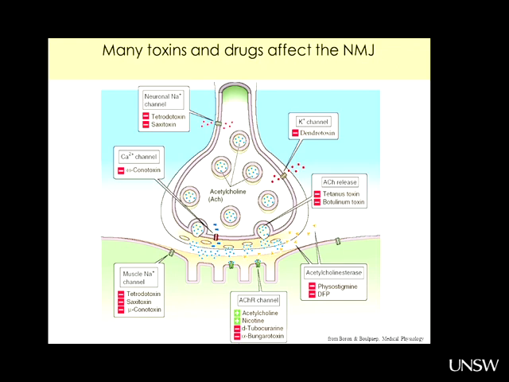Okay, so although it's simple compared to the central nervous system, there's lots of things that can affect the neuromuscular junction. Some of these you'll know already. Tetrodotoxin, that's pufferfish toxin. Saxitoxin, another toxin I think from a mollusk, they can affect the sodium channel. Dendrotoxin can affect the voltage-gated potassium channel, which again is part of generating the action potential. That comes from a snake.